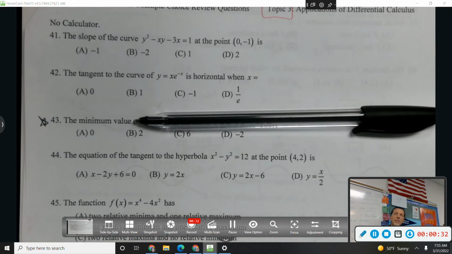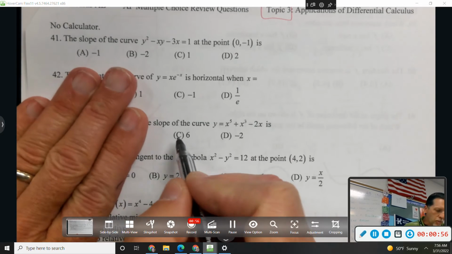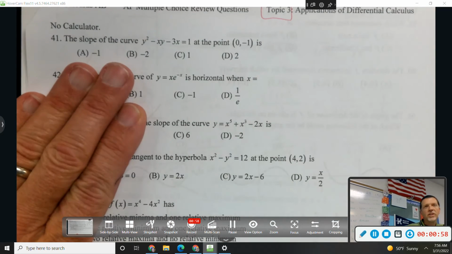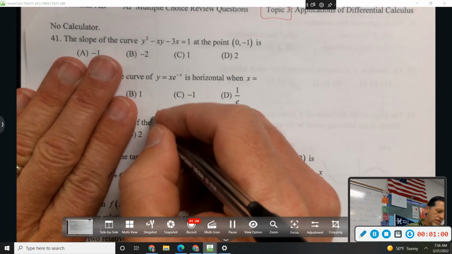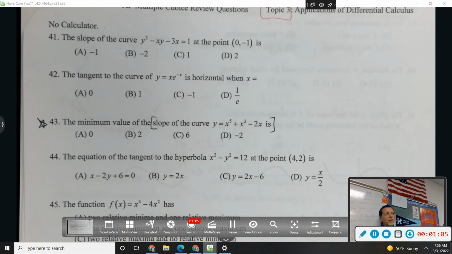What's that? Maybe that would be the second derivative test, but the first start would be if the first derivative is 0, then you either have a min or a max. So I need the first derivative, and then I'll check to see if it's a min or a max. But this one says the minimum value of the slope of the curve. Well, how do I find the slope of a curve? Take the derivative. So I need the minimum of a derivative.